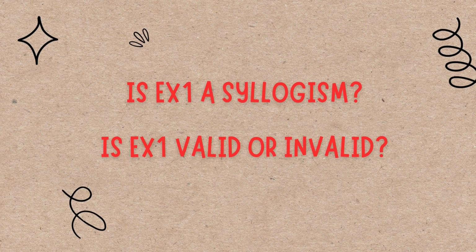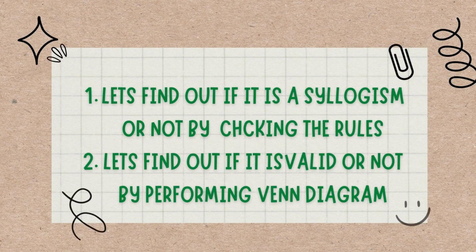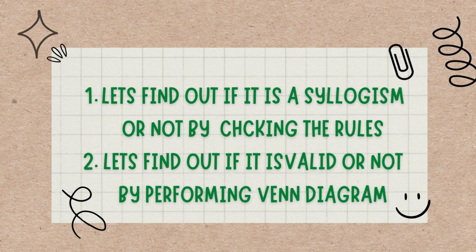Is example one a syllogism first? If we prove whether it is a syllogism or not, only then can we tell if it is valid or invalid. So let's find out if it is a syllogism. To find it, we can check using the rules. But if it is a syllogism, then we need to find out if it is valid or invalid using the Venn diagram.